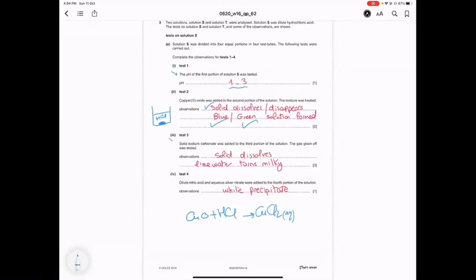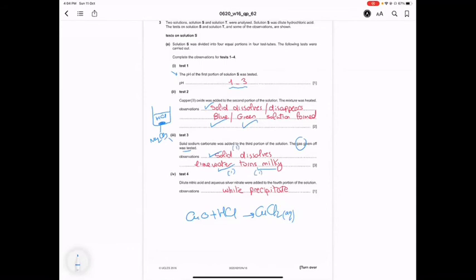Test 3, he added to the acid sodium carbonate, okay? And he is asking for the observations, and he told you that the gas was tested. So you must say that the solid dissolves. This you forget also, the solid dissolves, and then you can say bubbles of a colorless gas which turn lime water milky. Lime water for 1 mark, milky for 1 mark, and the solid dissolves for 1 mark.